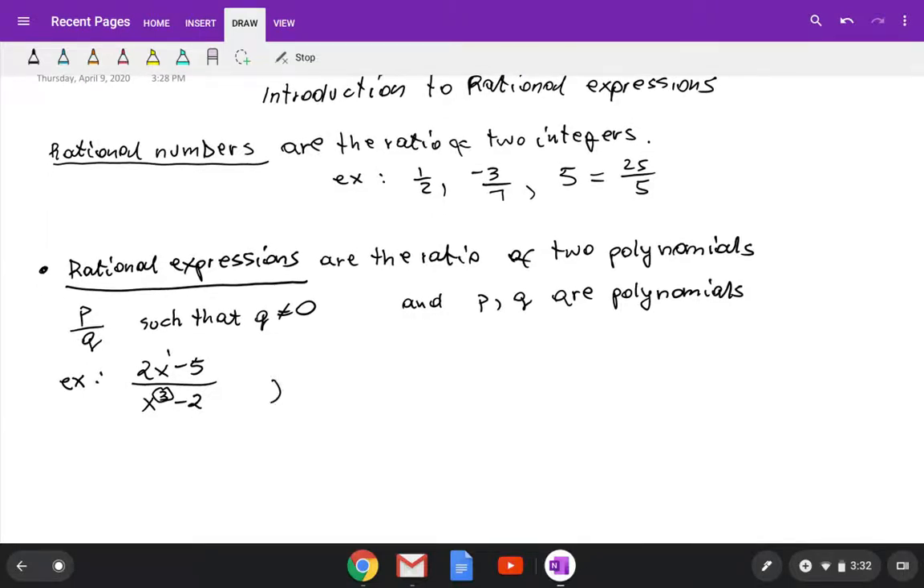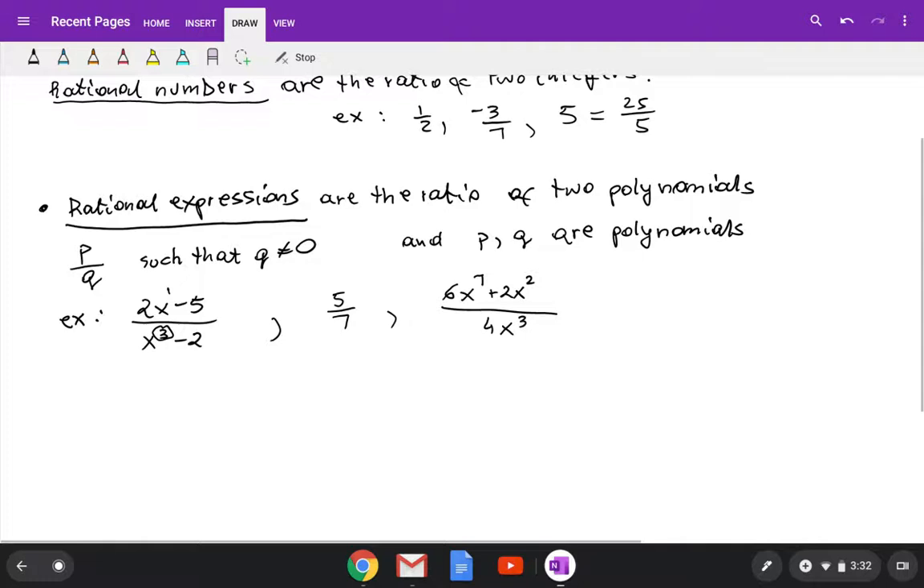A rational expression can also be a ratio of two integers. Let's say 5/7, because if you don't see a variable, the degree of the polynomial is equal to 0. But that is still a rational expression. Or you can see something with higher degree, like 6x to the power of 7 plus 2x squared over 4x cubed. Okay, so those are some of the examples.